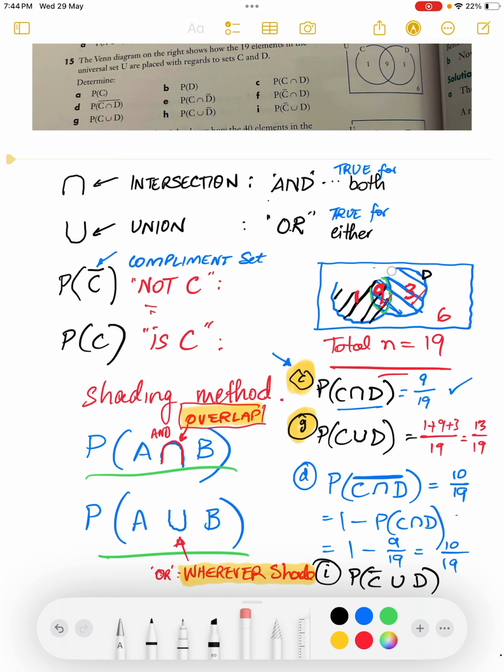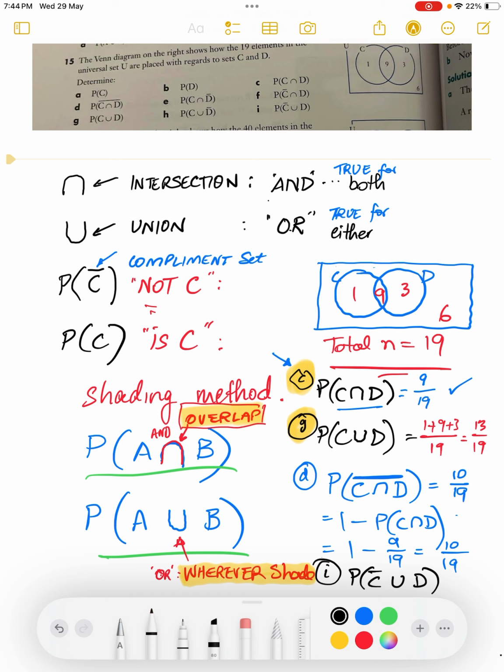So I'm just going to repeat this set. I'm just going to draw it again. I'm just going to take it from the question. We've got a set C. We've got a set D. We've got the numbers 1, 9, 3, and is that a 3? And a 6. Yep.